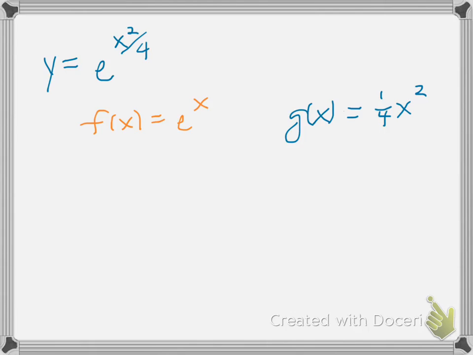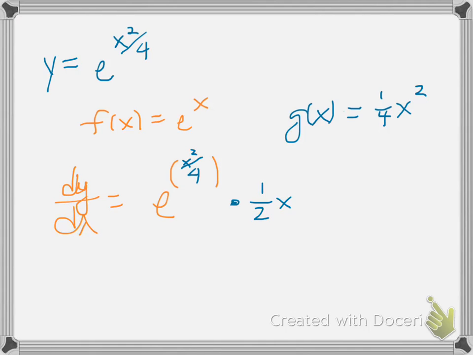So the derivative of the outside is itself, so dy/dx equals e to the x times the derivative of the inside, which should be, bring the 2 down, so 2/4 or 1/2 x. And remember, what would have been up here? It's x squared over 4. So it's e to the x squared over 4 repeated, times the derivative of the exponent, which is 1/2 x.